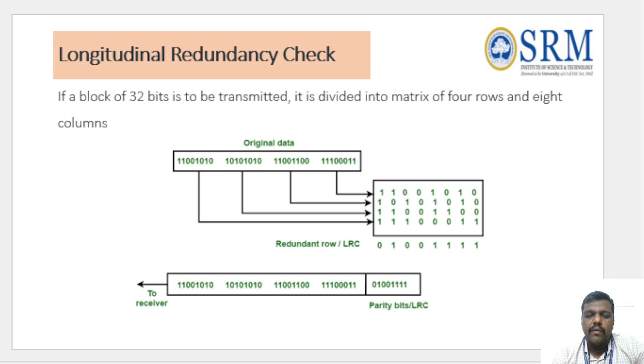So that 32 bits of data has been divided into 4 rows with 8 bits each. So totally 8 into 4 is equal to 32 bits of data. All these 32 bits of data are added together, and this added data is called the redundant data or LRC bit, the longitudinal redundancy check bit. This LRC bit is added again to the original data, and all together it is transmitted to the receiver.